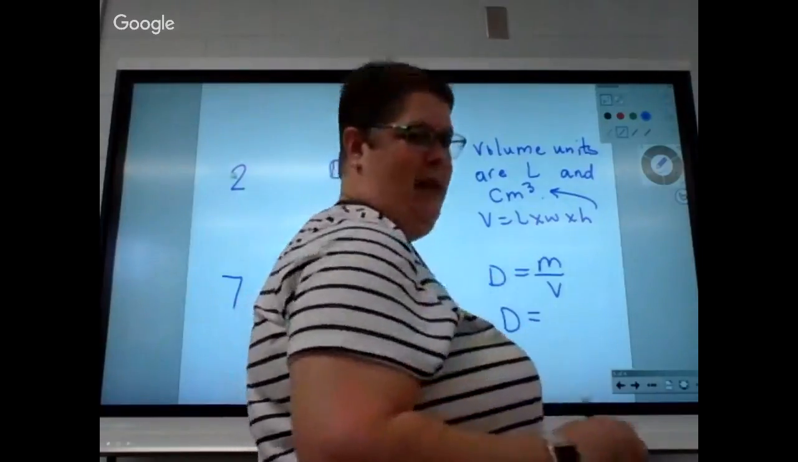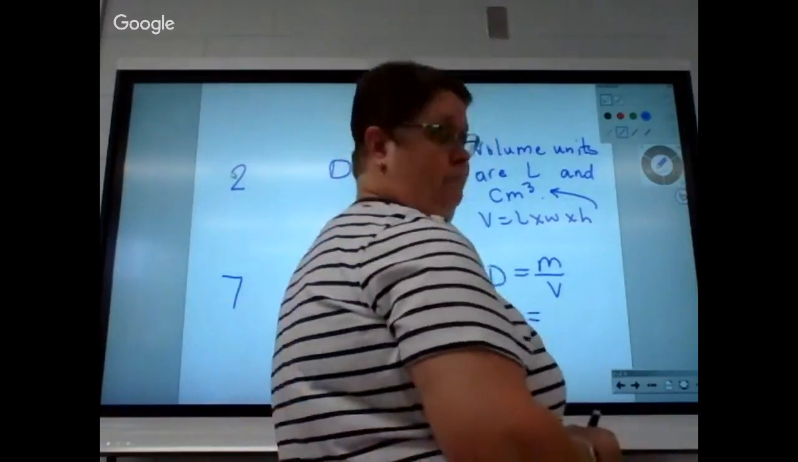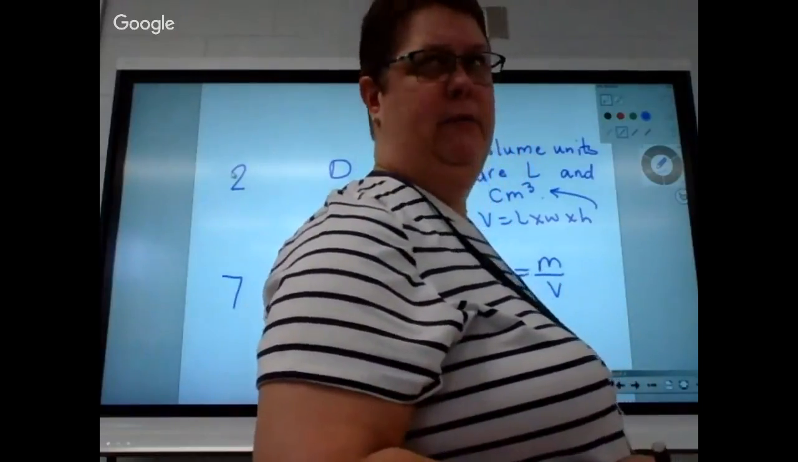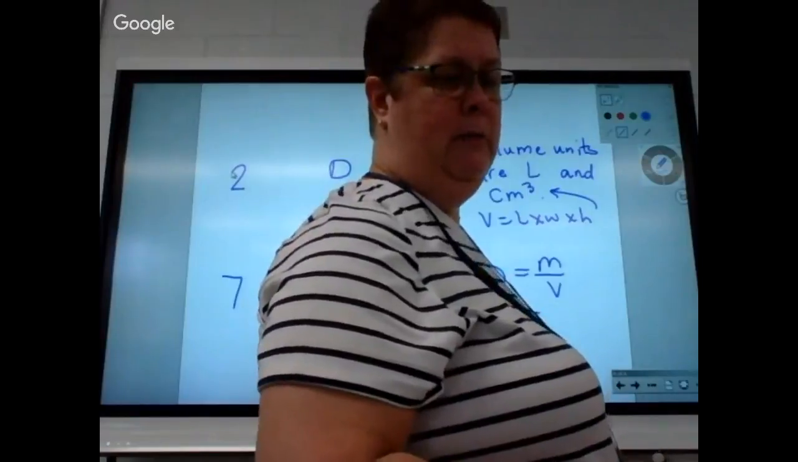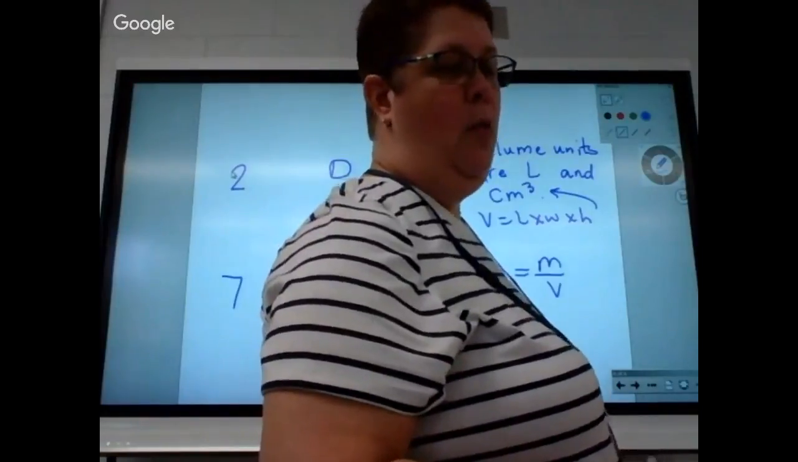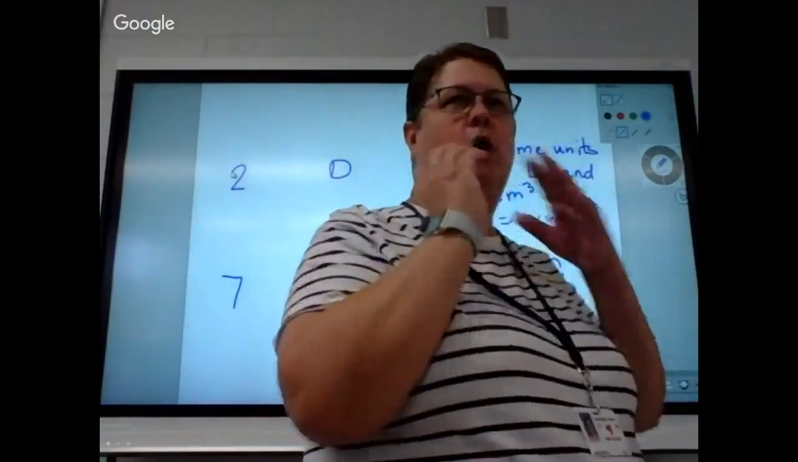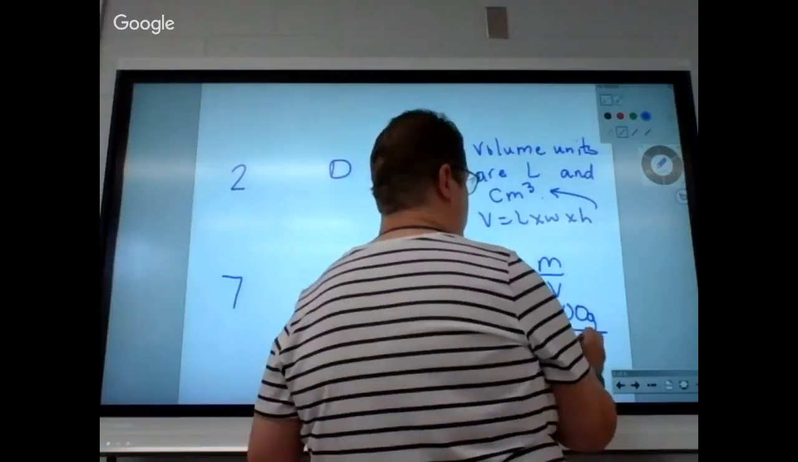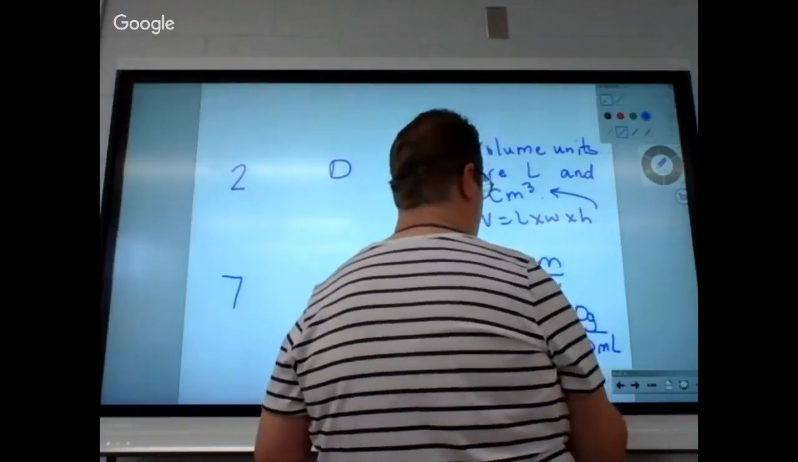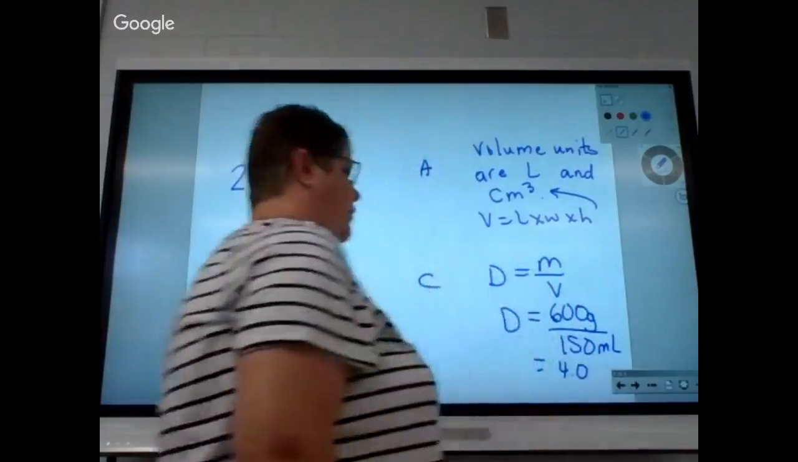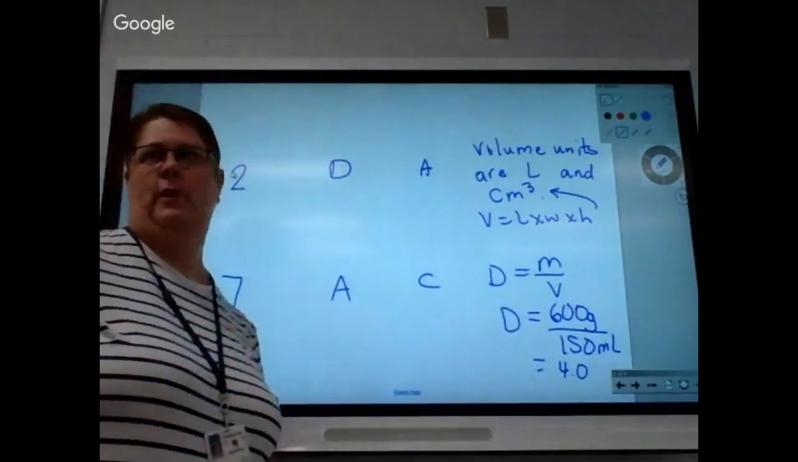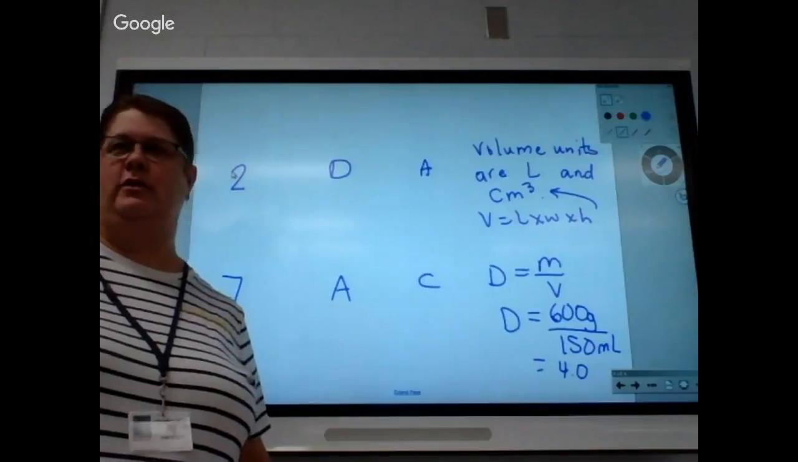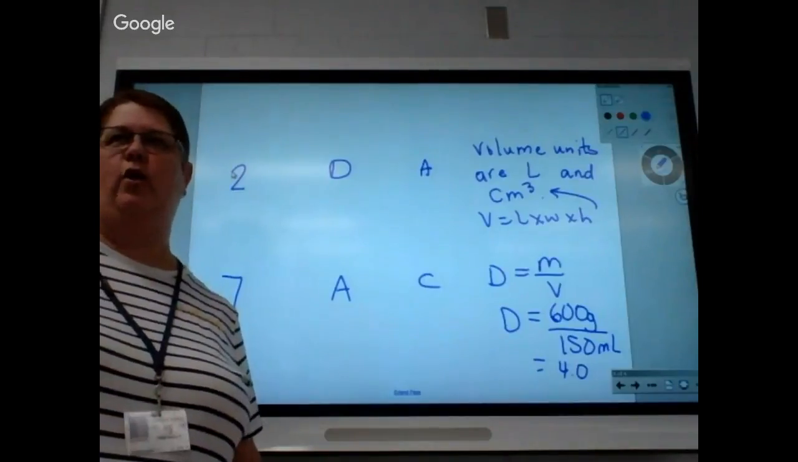So what's the mass of number 7? I picked an easy one. What's the mass? You have to show me the work. 600. And what's the volume? 150. There. You have to do that if it's a math problem. You got to show me how to do it right. Okay? The point behind test corrections is to explain how to do it correctly.